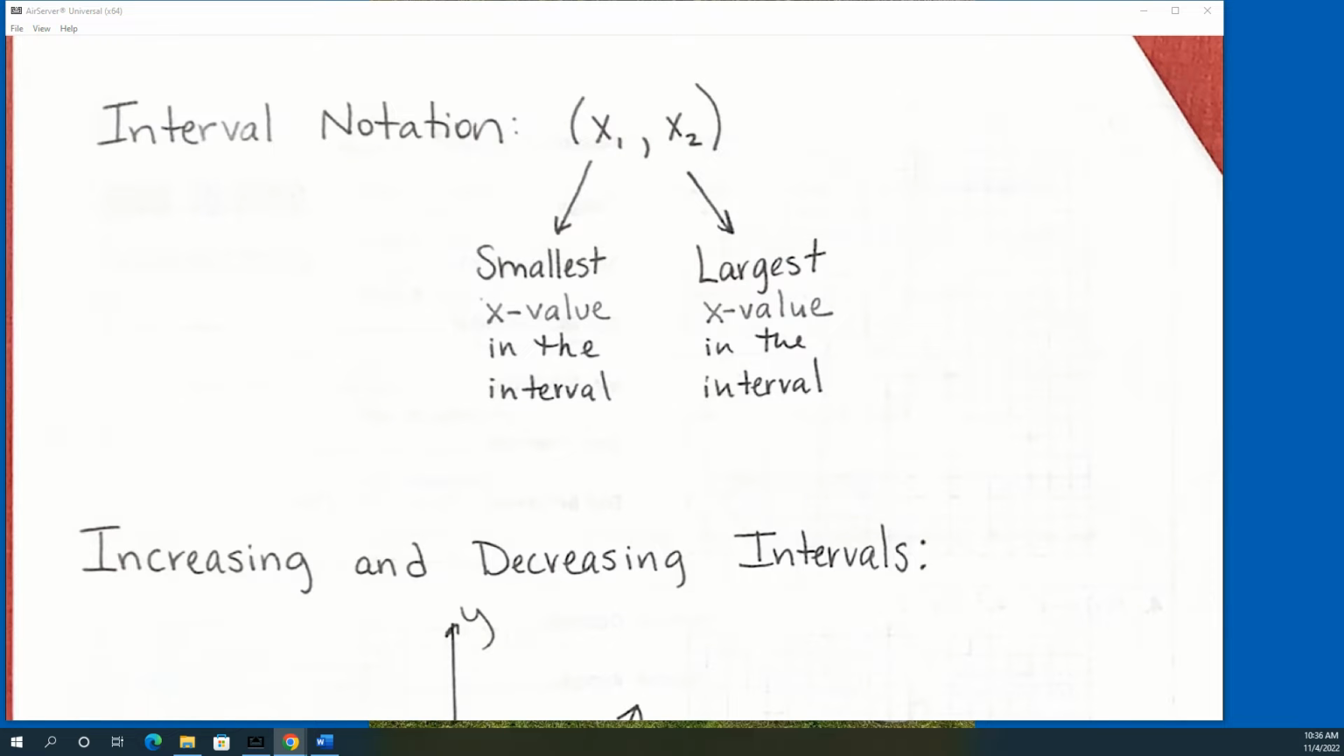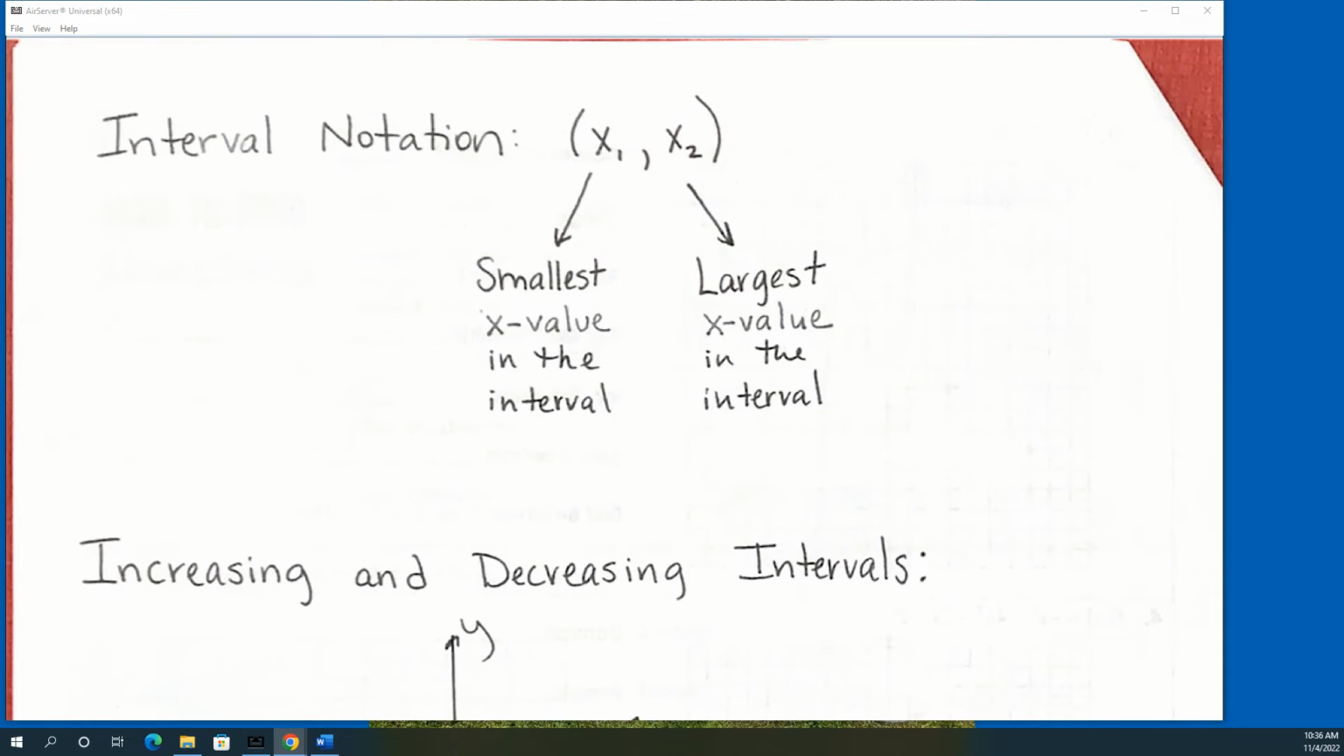All right, in your packet, turn to the page that's got just random handwriting on it.